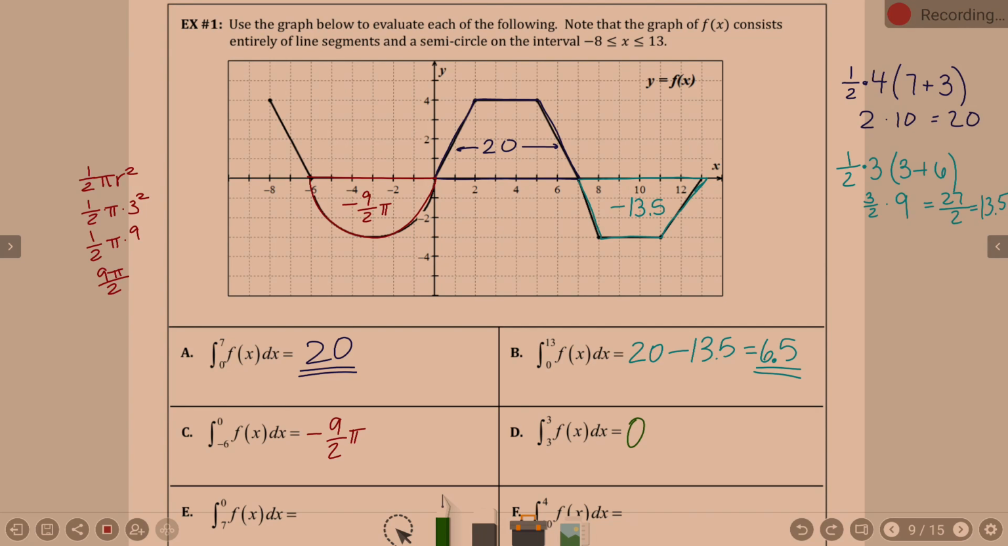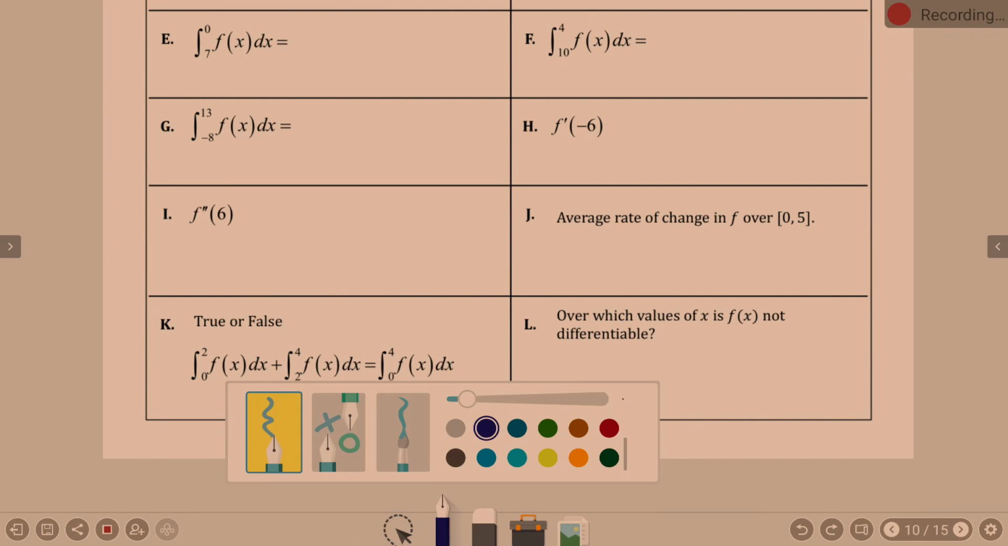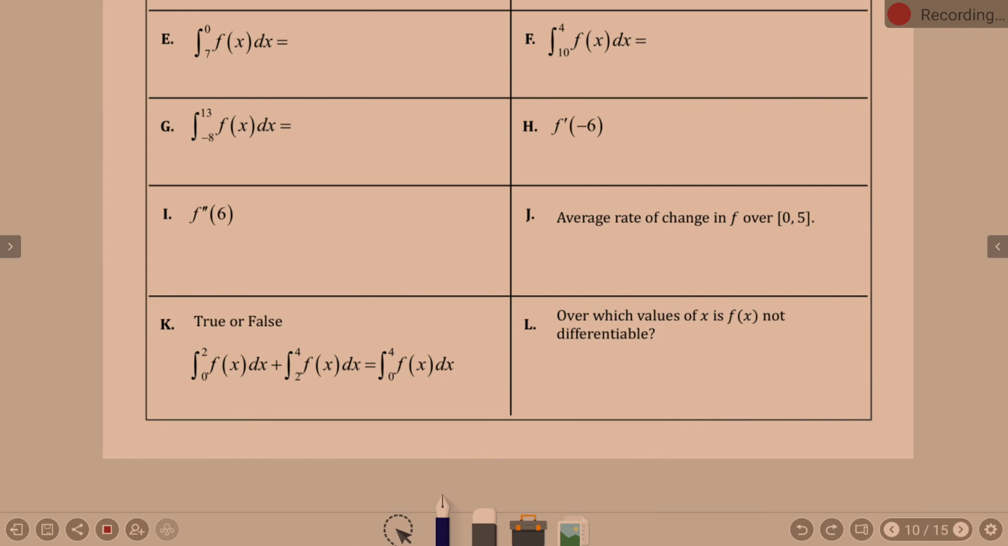Negative 20. Okay, because they flipped it. I'm flipping back and forth because I wanted a picture big enough that I could actually draw on and do stuff, instead of having it all on one page. I've talked about how when you flip the limits, it's the negative of 0 to 7. And what did we already say the integral from 0 to 7 was? That was 20, so this is going to be negative 20. Okay?